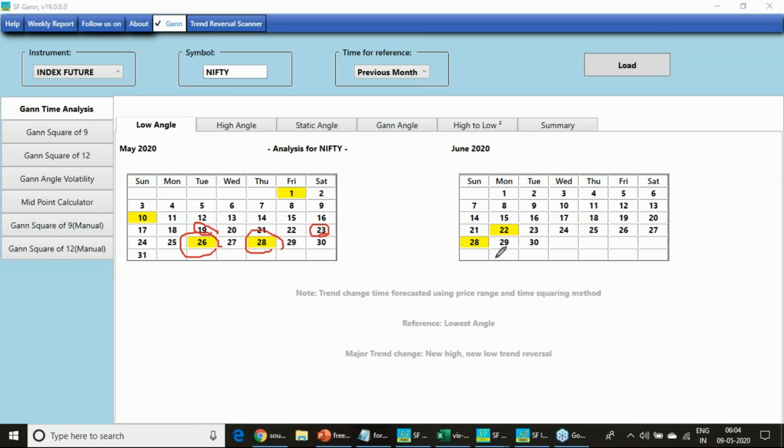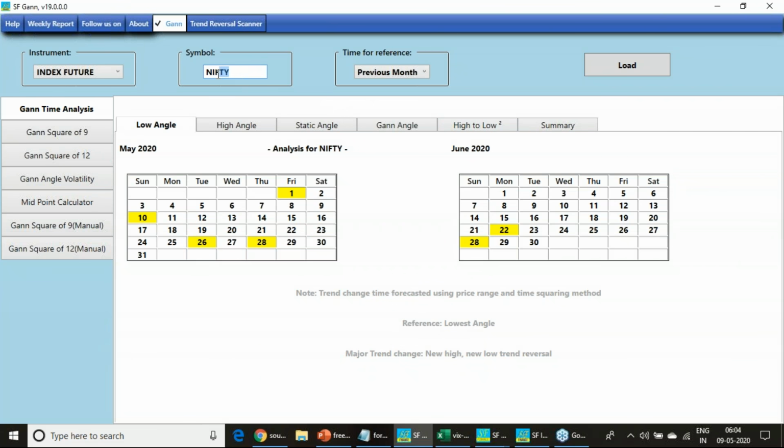Out of this, 23rd is a holiday. So 22nd or 25th will work as a trend reversal day. If 25th acts as a trend reversal day, the same trend will continue on the 26th because that is falling on consecutive days. So this is for the Nifty.